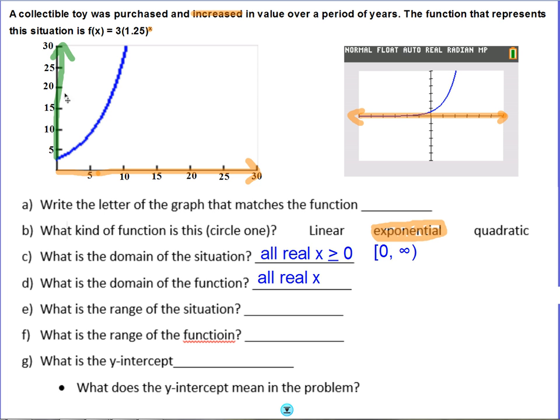Okay, so the situation, we start out at 3 and go up. What is the range? So it's all real y greater than or equal to 3, and again, you could use interval notation if you want. What is the range of the function? And again, function is spelled wrong. The range of the function, that's this graph over here.